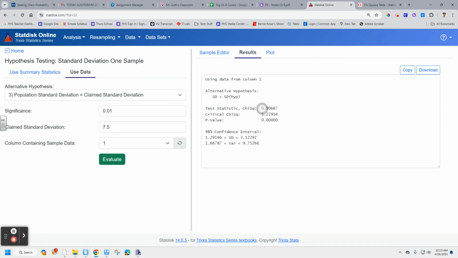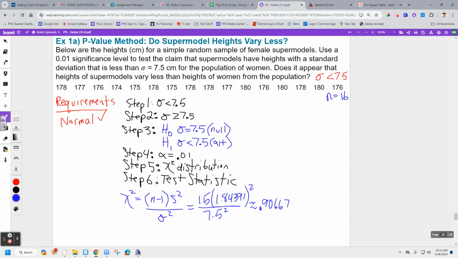So we should get that same test statistic right here. It seems kind of silly to do it by hand. If we've got the technology, why don't we just use it? But 0.90667, that's our test statistic. Then we go to step 7, and to me, step 7 is the best one because that tells us what we need to know: the p-value.